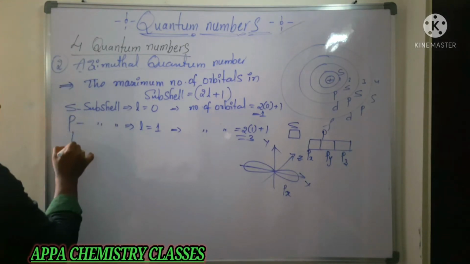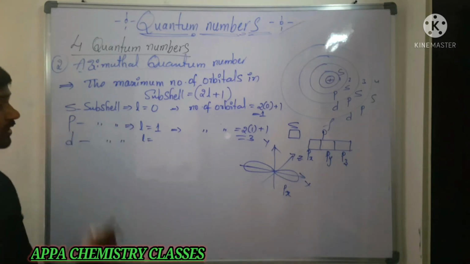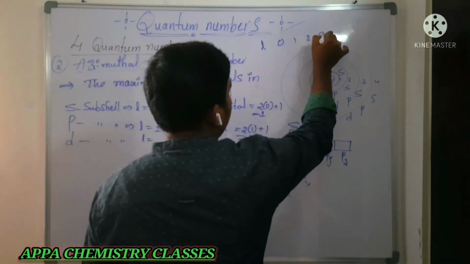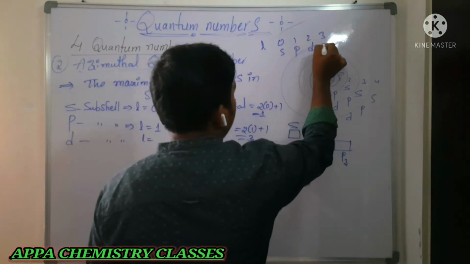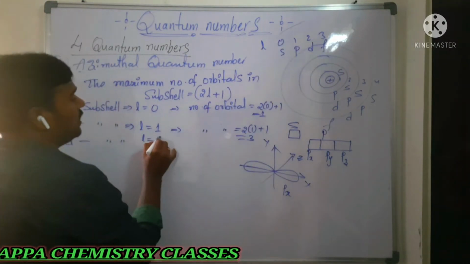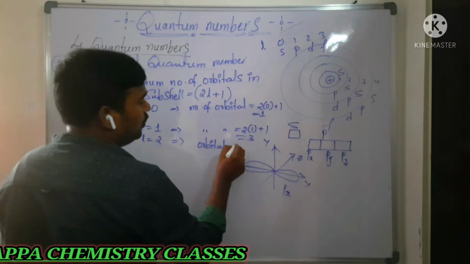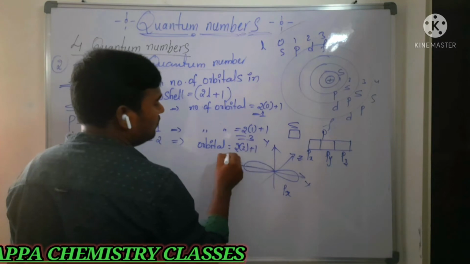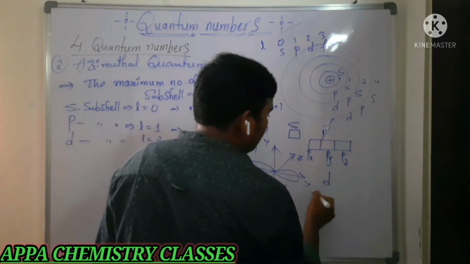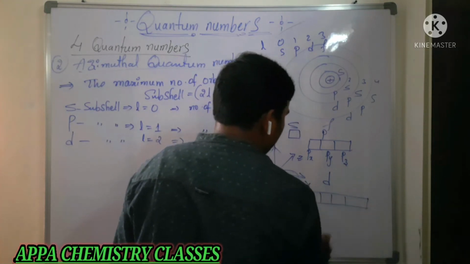Now if you are taking the D subcell, how many orbitals will be there in the D subcell? L is equal to how much for the D subcell? Just now I had written L is equal to 0, 1, 2, 3 means S, P, D, F. So for the D subcell, L value is 2. So the number of orbitals will be 2 into 2 plus 1, that is 5. So in the D subcell, a total of 5 orbitals are there.